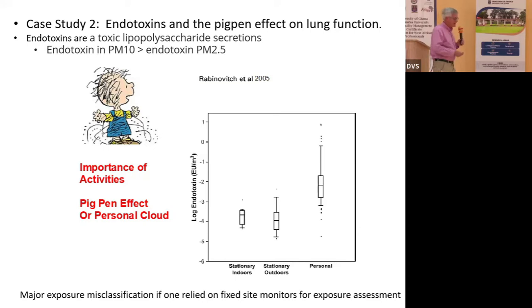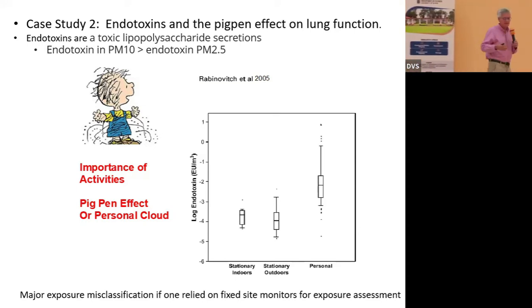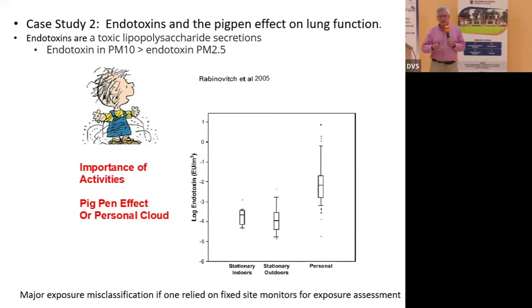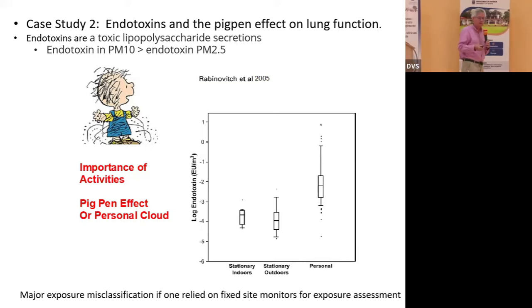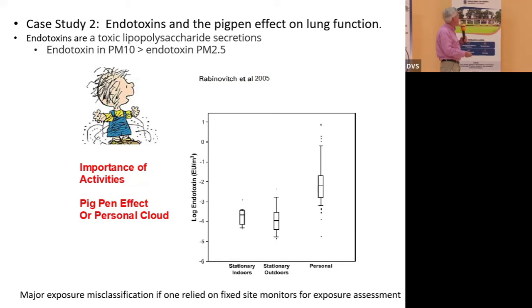And so the idea here is that just by moving about your house, you have this resuspension cloud and you have this personal cloud of particles. And those endotoxins are enriched in that because they're in the larger PM10 particles. And so that was their explanation for why this was so much higher on the personal than in the indoor or the outdoor. Next slide.